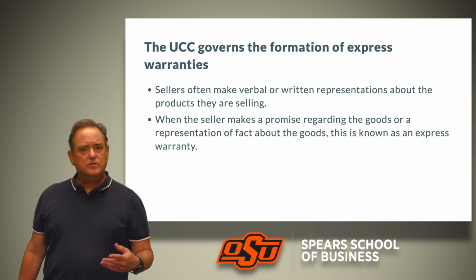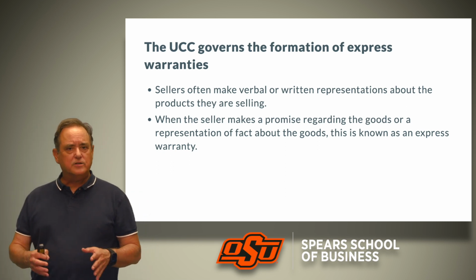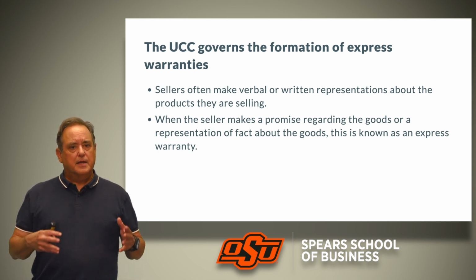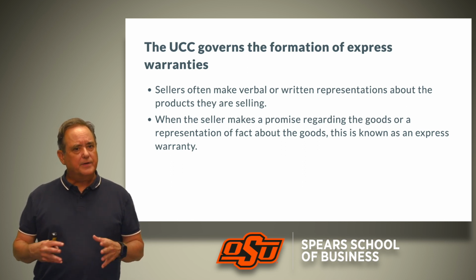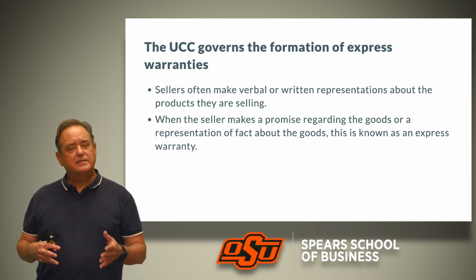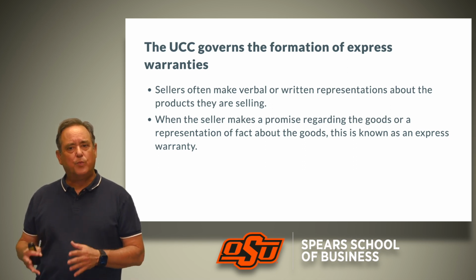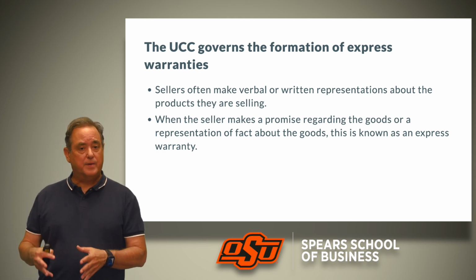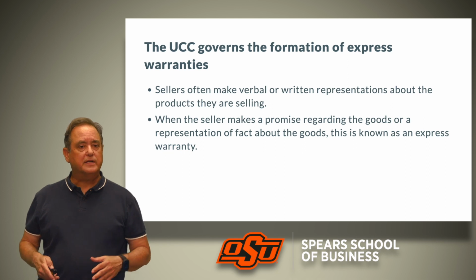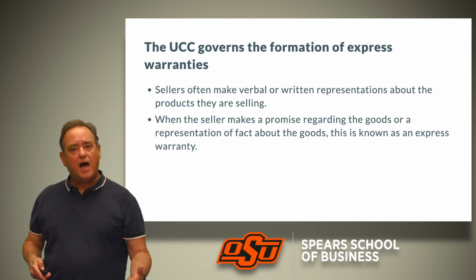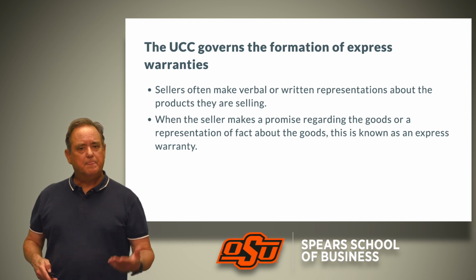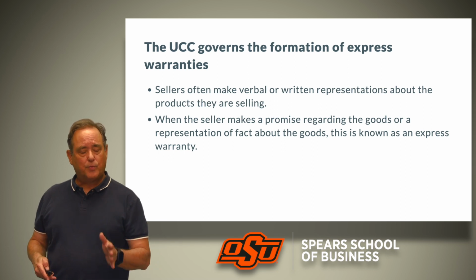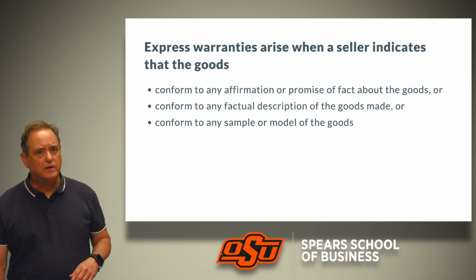The UCC governs the formation of express warranties. Now, sellers will often make verbal or written representations about the products they're selling. And when the seller makes a promise about the goods, this is known as an express warranty. When the seller makes a promise regarding the goods or makes a representation of fact about the goods, this is an express warranty. If the goods turn out not to match that representation, then the seller has presumably breached the warranty. They have breached their obligations under that warranty.